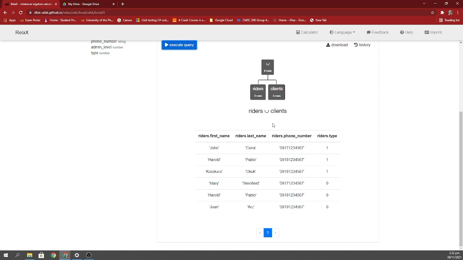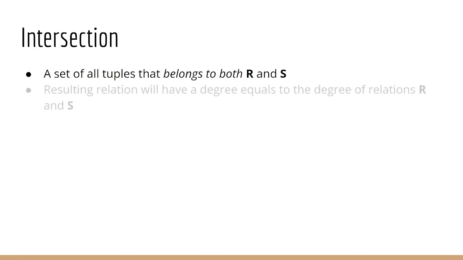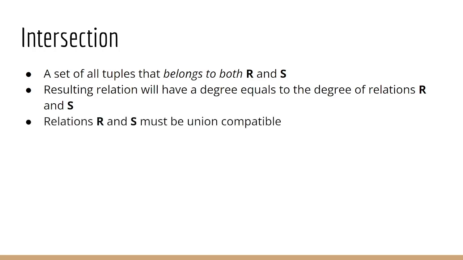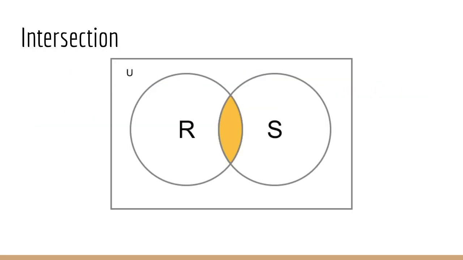If you notice, we yield the same result as our example earlier. Now let's proceed to our next section, which is intersection. Intersection is a set of all tuples that belong to R and S. The resulting relation will have a degree equal to the degree of relations R and S, similar to what a union is. Relations R and S must be union compatible. You must remember that not all relations are union compatible. It is denoted as R intersect S.